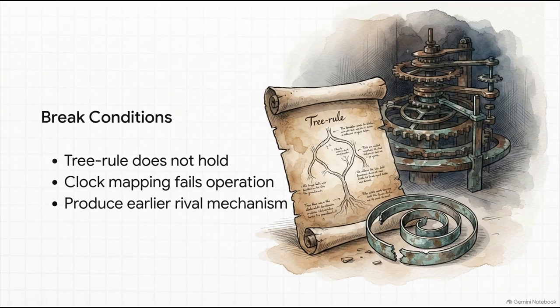Number 1, demonstrate that the tree rule does not hold. Number 2, demonstrate that the clock mapping does not perform its claimed operation. Or number 3, produce an earlier rival mechanism that does the exact same job and takes the key position. That's it. Those are the rules of the game.